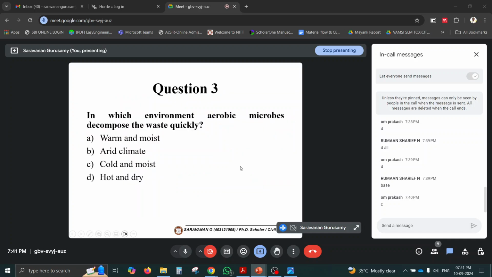So third question: in which environment do aerobic microbes decompose the waste quickly? Warm and moist, arid climate, cold and moist, hot and dry. This also we have discussed during factors. Somewhat tricky question. Yeah, warm and... no, moist, in the sense cold and moist or warm and moist. Okay, I'll go with option A, warm and moist.